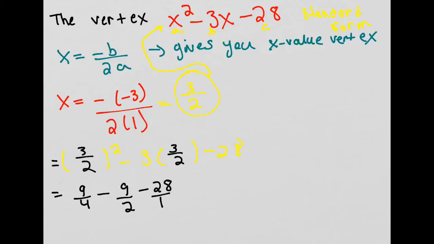Now this, I have fractions. I need to find the LCD so I can add them. The LCD in this case is 4. Between 4, 2, and 1, the LCD is 4. So I multiply each top and bottom by what is missing to be the LCD. So I am left with this.